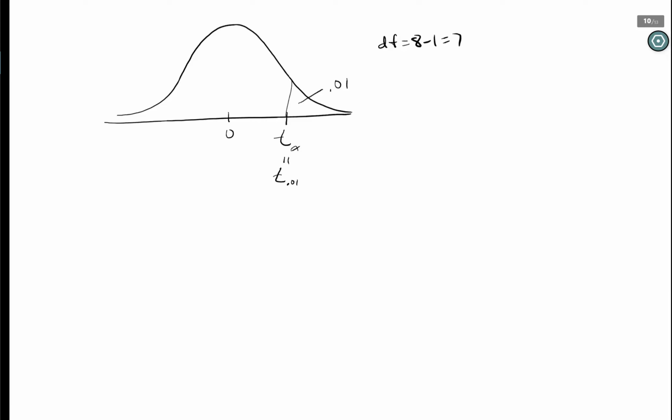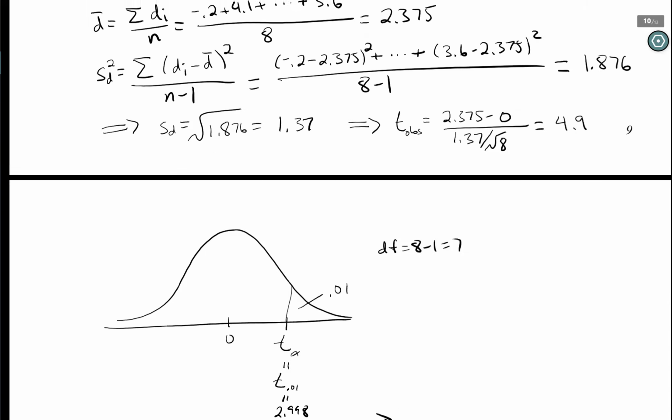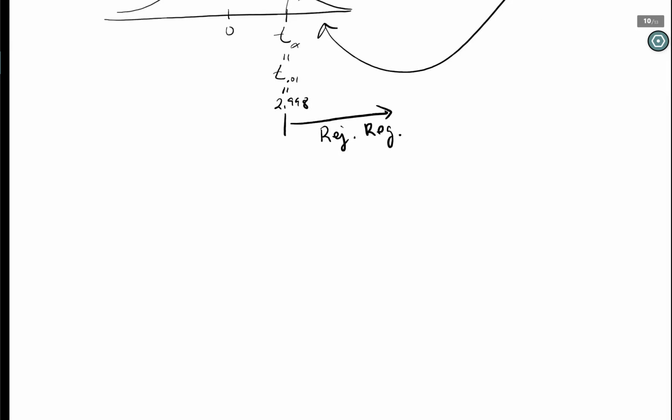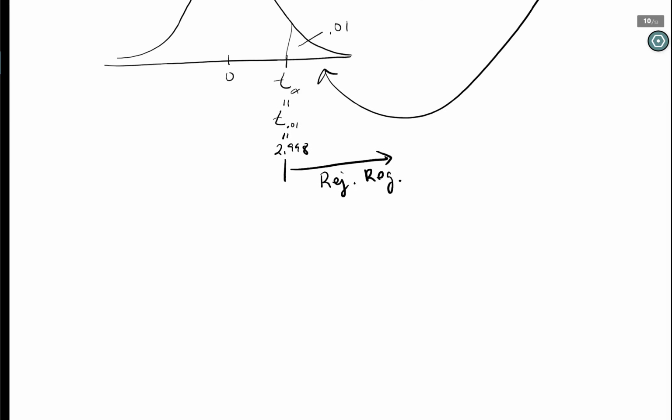And the t value is 2.998. So anything to the right of this is my rejection region. Okay? And so what's the decision? Clearly our test statistic falls in the rejection region, so we would reject the null and accept the alternative.